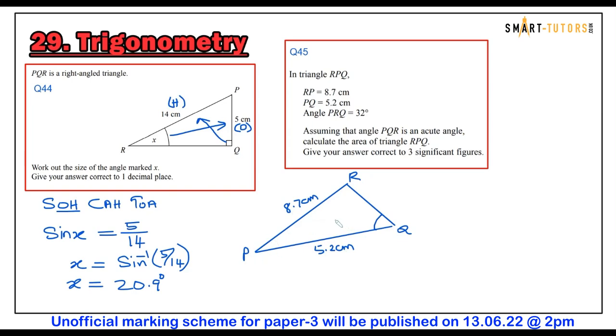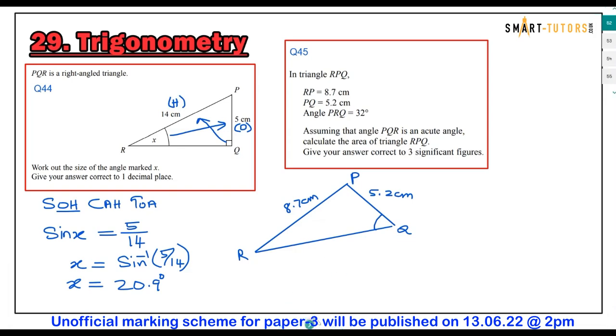PRQ is 32. So I'm going to mark this the other way around, because this is R, this is P. So PR is still 8.7, PQ is 5.2. This one, 5.2, is PQ. Now give me 1 second. PQR is an acute angle, so I need to take this one out.